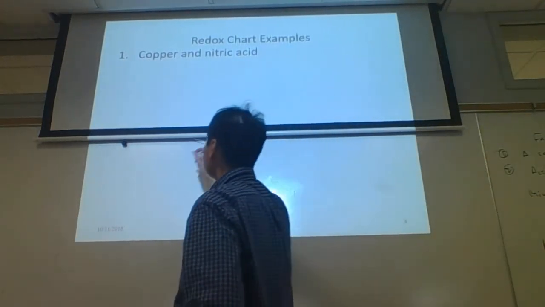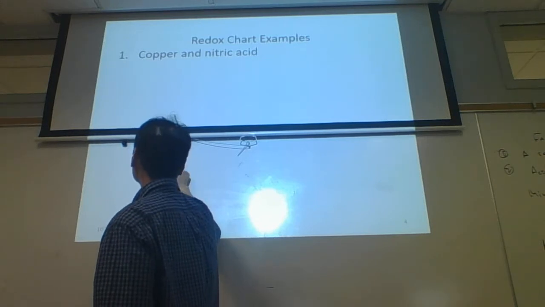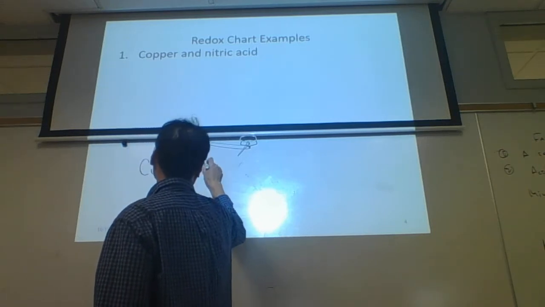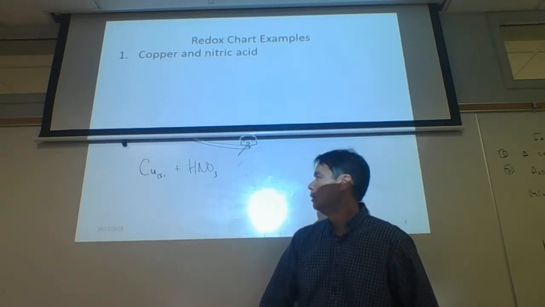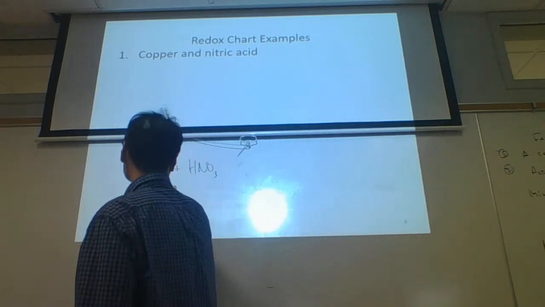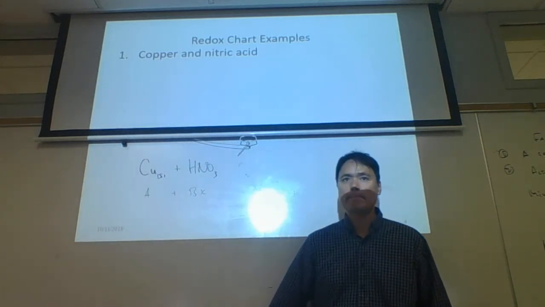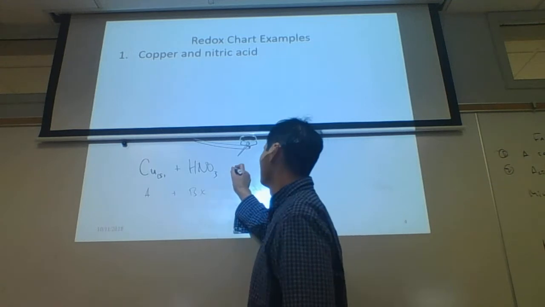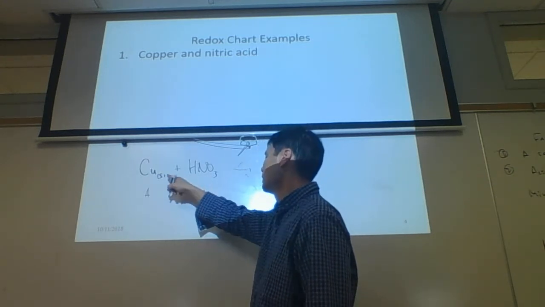But let's take a look at this reaction here. We have copper plus nitric acid. Copper plus nitric acid, this looks like A plus BX, correct? A plus BX. And so if it's A plus BX, what do we form? We're going to go from copper, we're going to form AX, which would be copper nitrate.